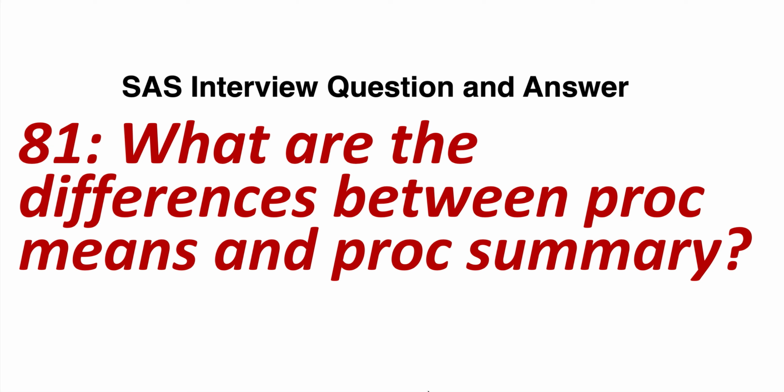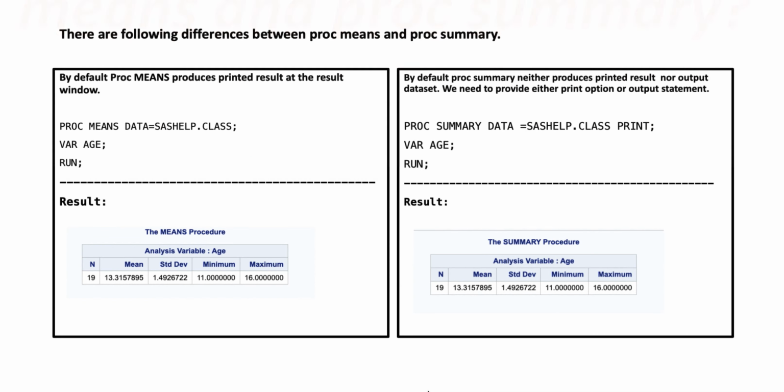SAS interview question and answer. Question number 81. What are the differences between Proc means and Proc summary? In SAS, two procedures, Proc means and Proc summary, are used to identify the statistics of the given data set. This question is asking about the differences between these two procedures. There are the following differences between Proc means and Proc summary.